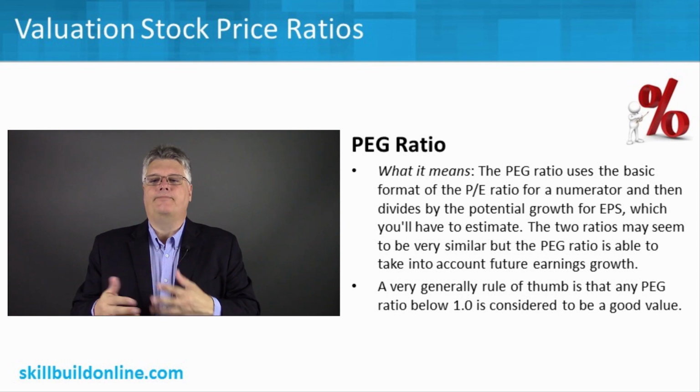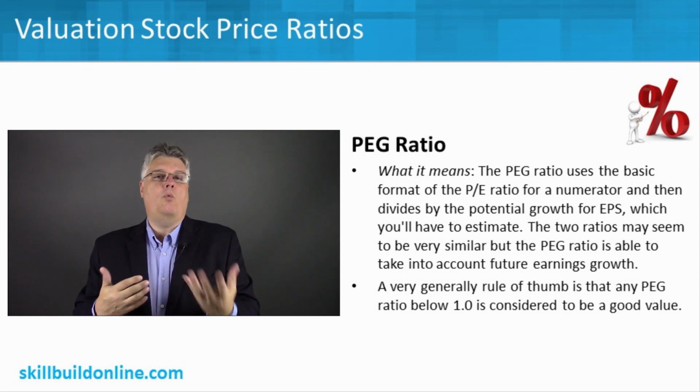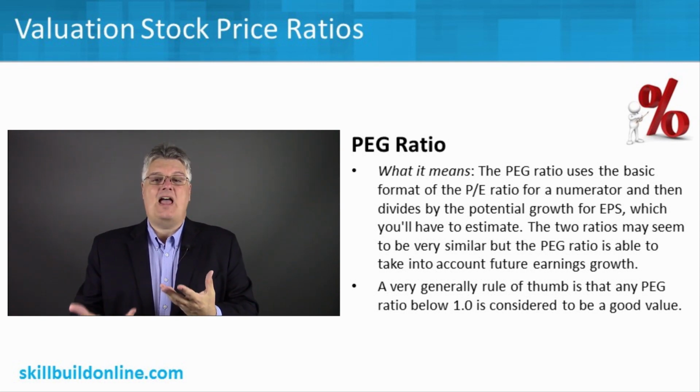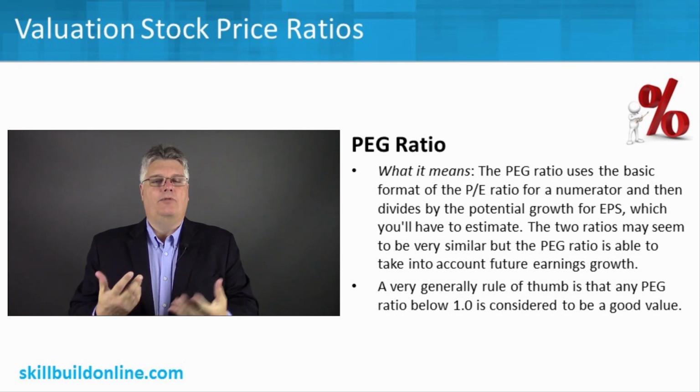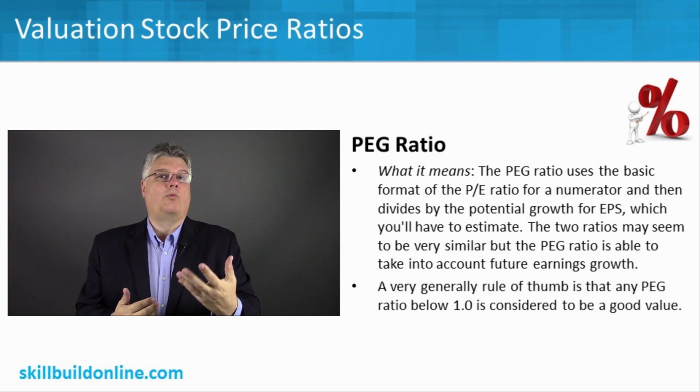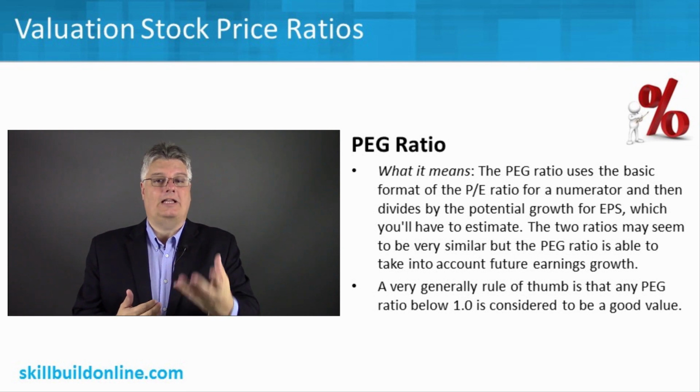So it's using that basic format of the PE ratio and then looking at a growth factor. Well, a PEG ratio below 1 is considered to be a good value, right? It's an undervalued stock. It might be something that's a good value with maybe some good growth rates out there relative to its price and its earnings. That's where the PE ratio part comes into play.